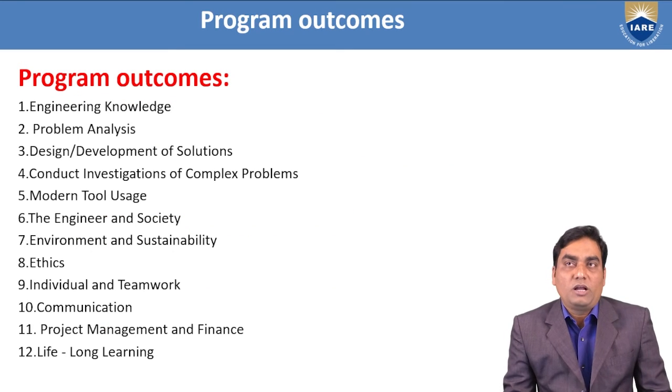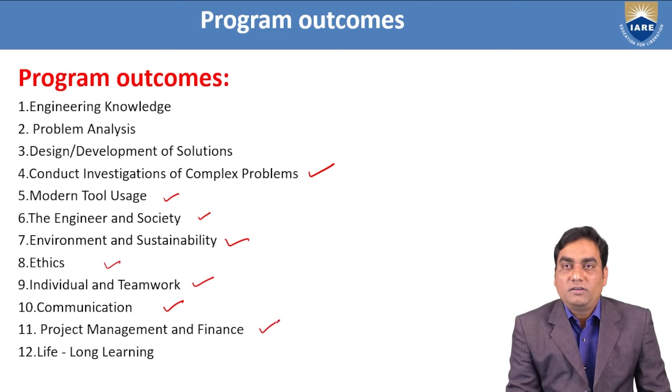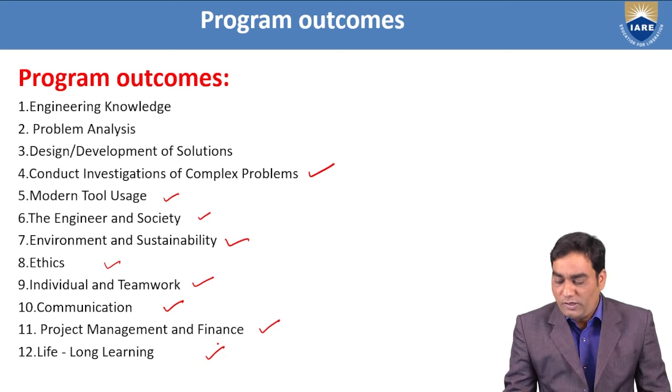And we have 12 program outcomes at the BTech level. The first one is engineering knowledge. Second is problem analysis. Third is design or development of solutions. Fourth is conduct investigations of complex problems. Fifth is modern tool use. Sixth is the engineer and society. Seventh, environment and sustainability. Eighth, ethics. Ninth, individual and teamwork. Tenth, communication. Eleventh, project management and finance. Twelfth, lifelong learning. These 12 program outcomes are defined at the BTech level.